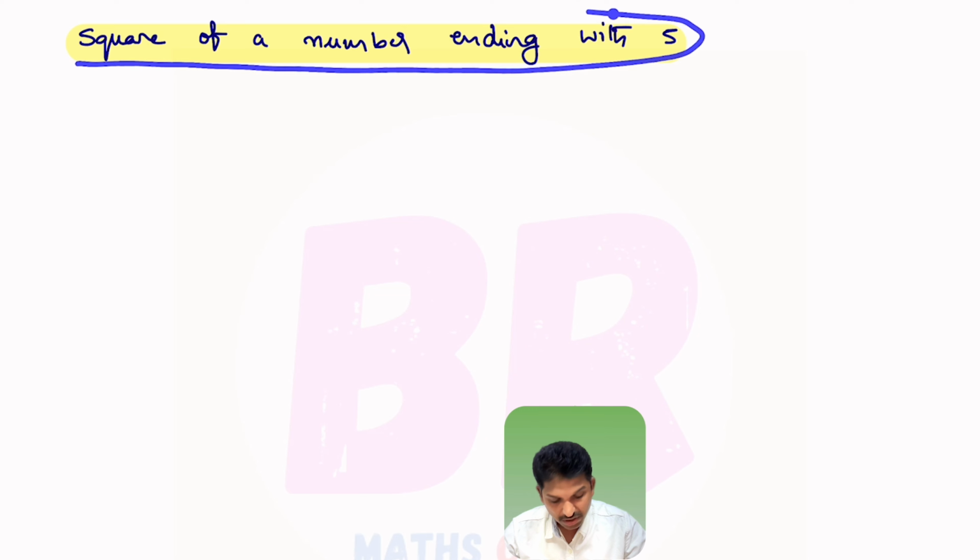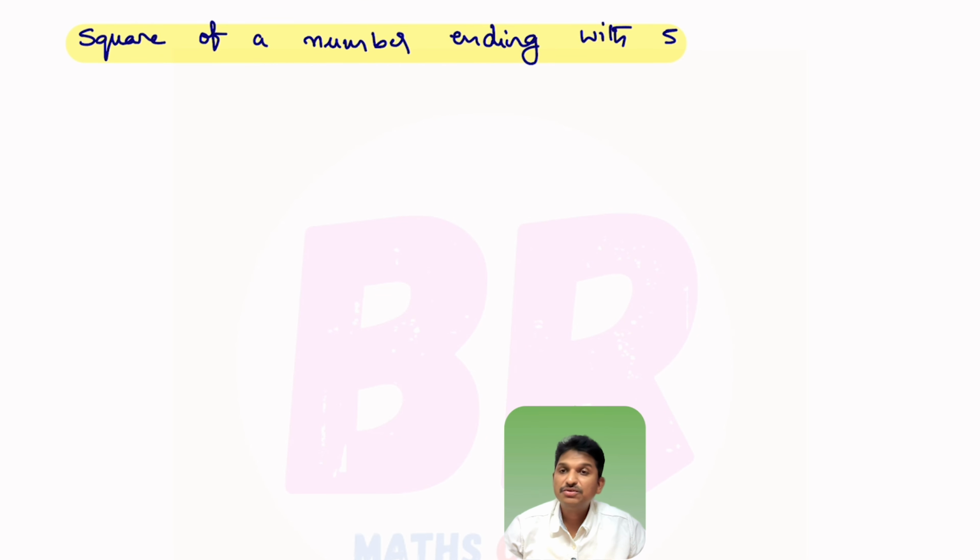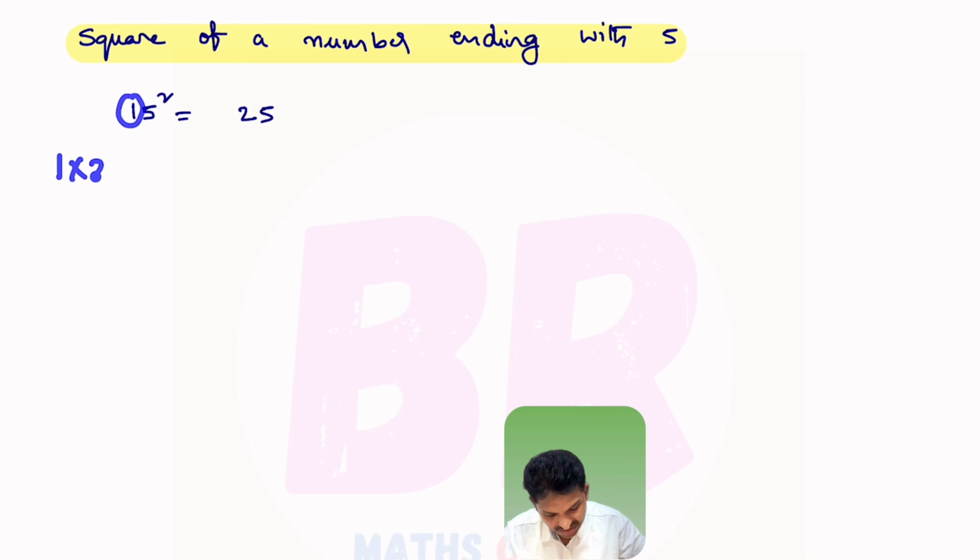Square of a number ending with 5. See, whenever you see such type of things, then you can calculate it faster. For example, 15 square is there, right? Here 5 is there, ending with 5. 5 square is 25. You write that 25 first. And here this 1 is there. After 1, the immediate number is 2. So 1 into 2 is 2. 225. Okay.